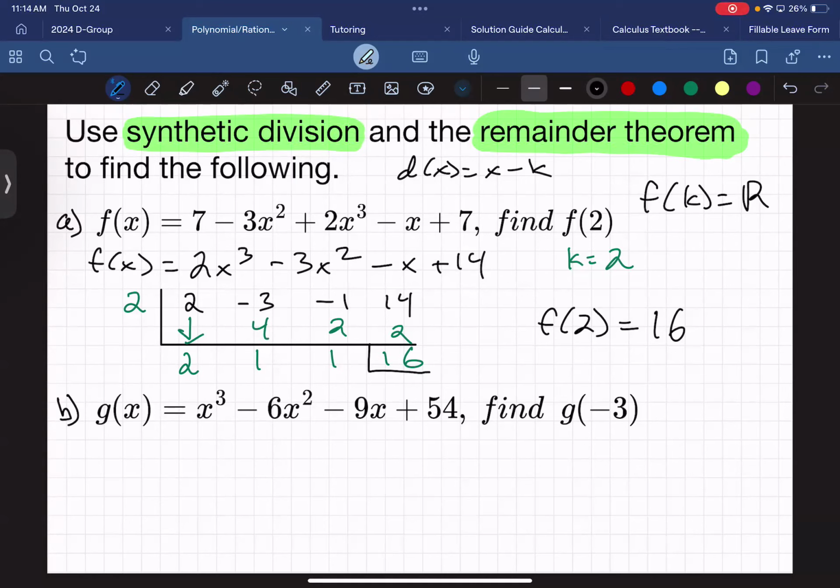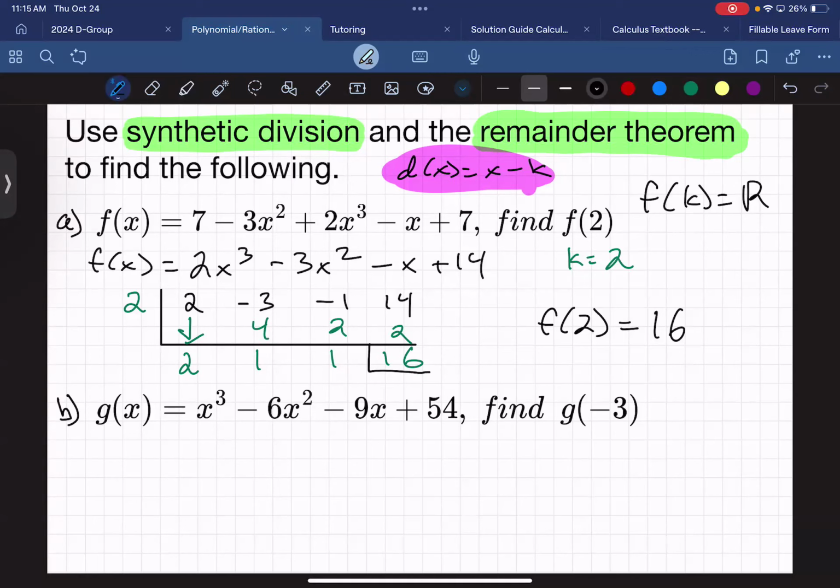The issue we have to remember, though, is that it only works whenever my divisor is in this form. Nothing's in front of x. The coefficient of x is 1. The constant is some rational number, though. The constant can be any rational number, but the x has to have a coefficient of 1 and there's no exponent on it, right? So it only works for this particular linear term. Okay, so please keep that in mind. Now, with that said, let's do the second one.